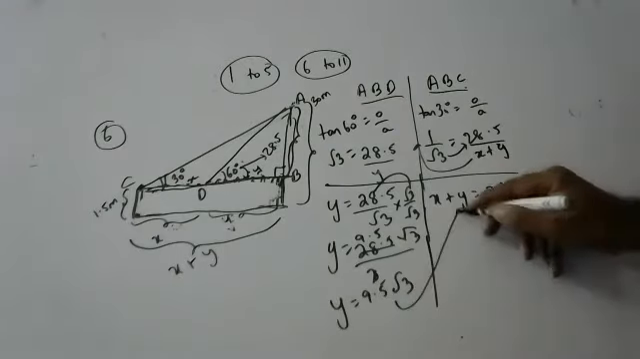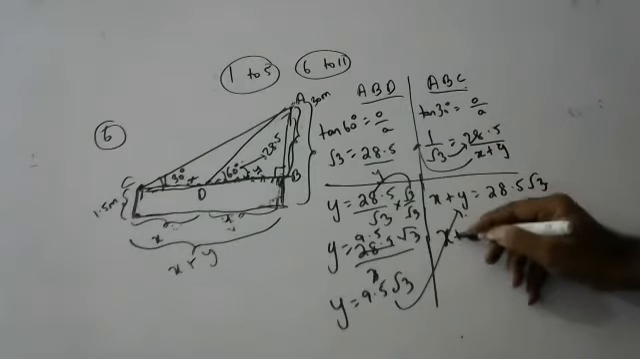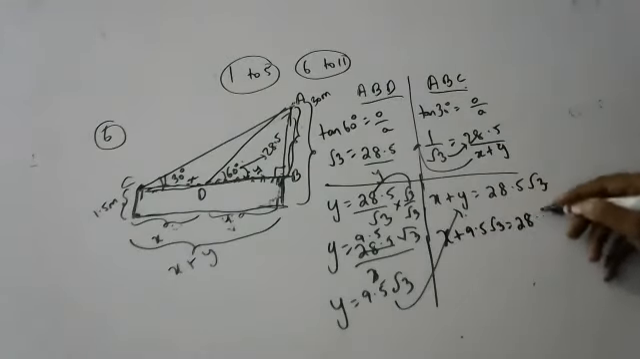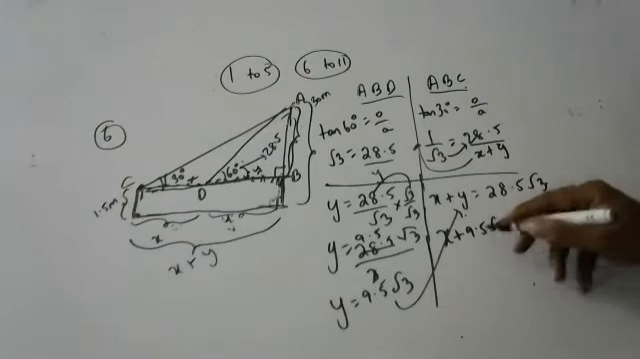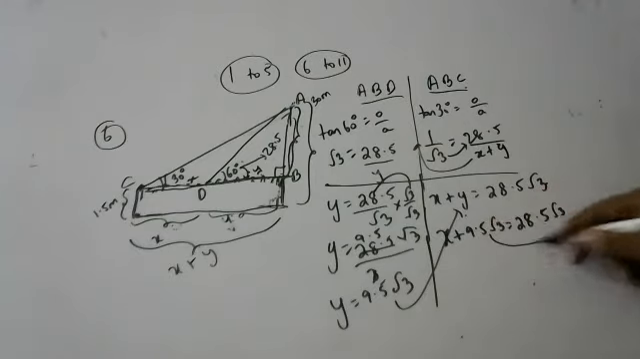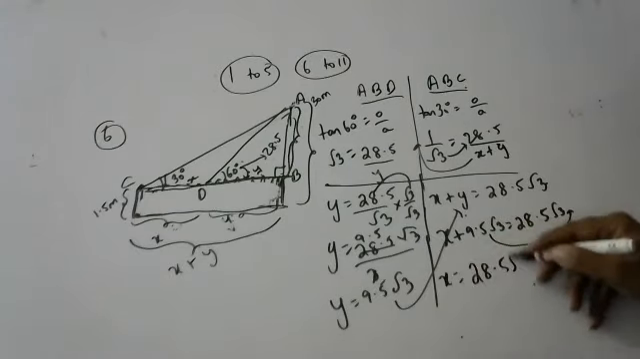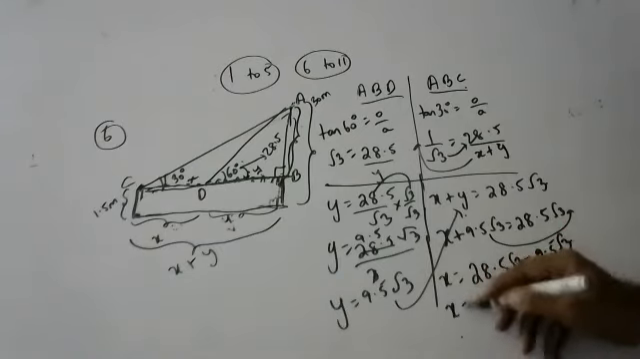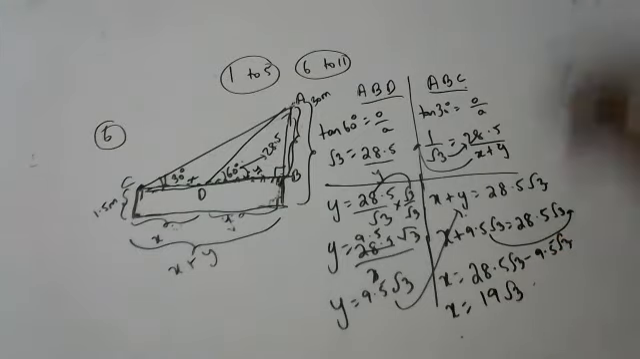Substitute this here, children. When you substitute this here, what happens? x plus 9.5 root 3 is equal to 28.5 root 3. Okay, children? So we want x only. So x is equal to 28.5 root 3 minus 9.5 root 3. x is equal to 19 root 3. Very good, 19 root 3.